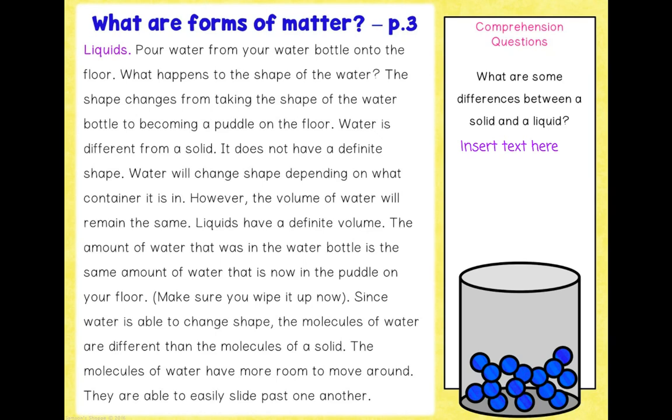However, the volume of water will remain the same. Liquids have a definite volume. The amount of water that was in the water bottle is the same amount of water that is now in the puddle on your floor. Make sure you wipe it up now. Since water is able to change shape, the molecules of water are different than the molecules of a solid. The molecules of water have more room to move around. They are able to easily slide past one another.